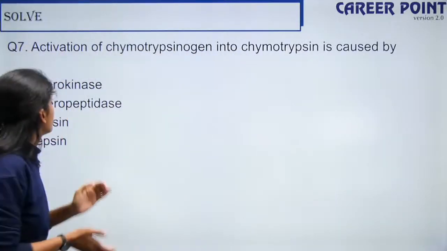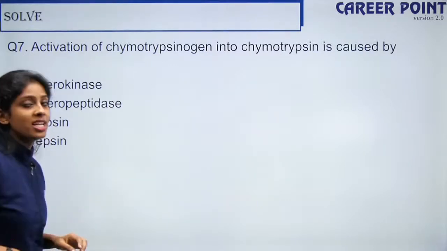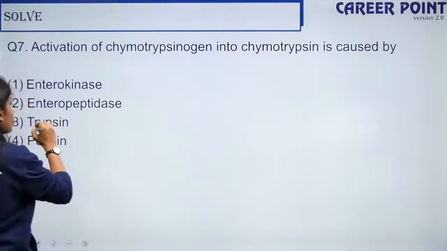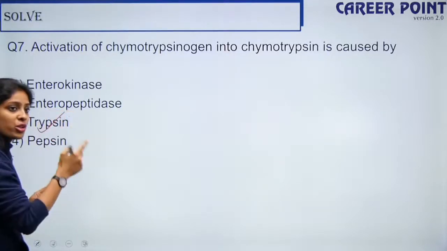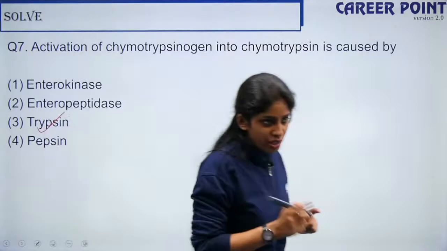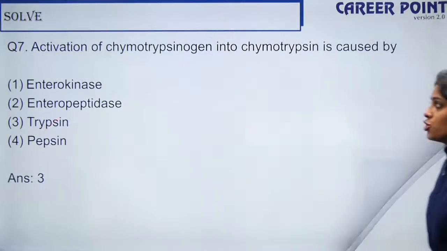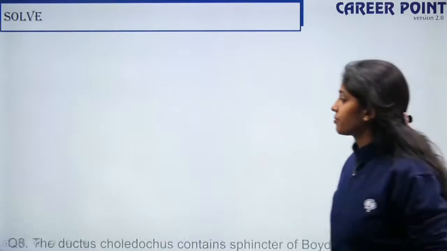Yes, come on. Activation of chymotrypsinogen to chymotrypsin is done by trypsin. First trypsin is activated, which in turn activates all other enzymes of the pancreatic juice, right? Yes, very good. So the right answer is option 3. Moving on to question 8.